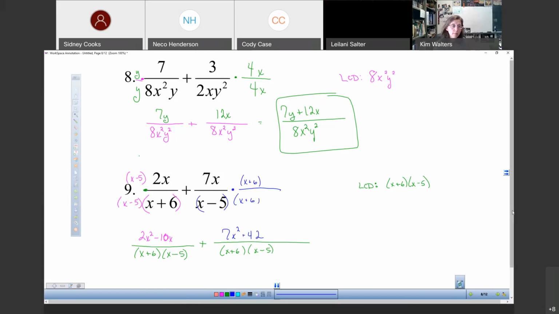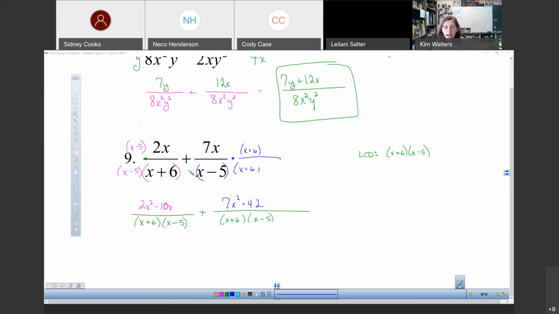And so now I'm going to come together with this. I have my denominator of x plus 6 times x minus 5. My first numerator is 2x squared minus 10x plus, because that's my operation in there, 7x squared plus 42. If this had been a minus, I would probably put a parentheses back there just to make sure I didn't lose anything. So now I have 2x squared plus 7x squared is going to be 9x squared.